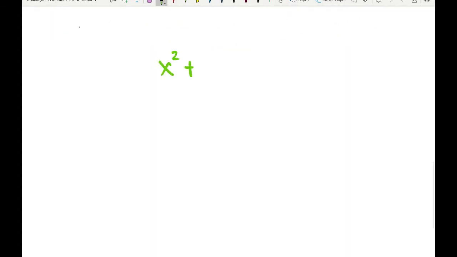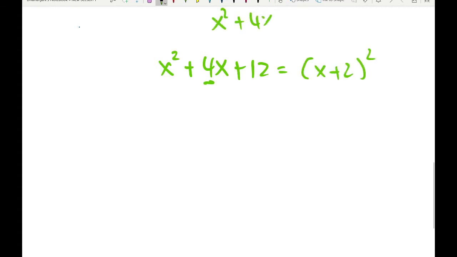Let's look at another one. Alright, x² + 4x + 12. You look at 4, the coefficient of x, divided by 2, that's 2. So (x+2)². What is (x+2)²? x² + 4x + 4. So we have 4 here, and you have to create 12. How off is it? 4 plus 8 is 12, right? So you add another 8.